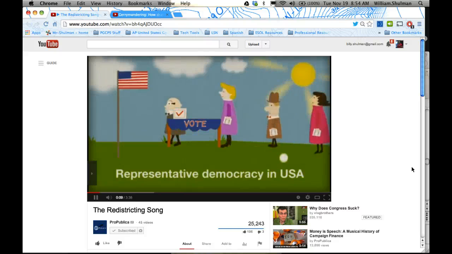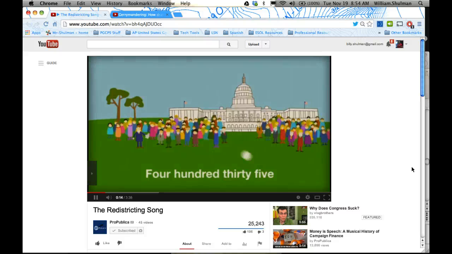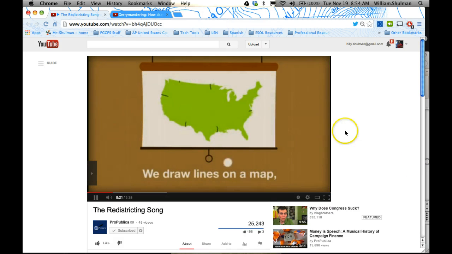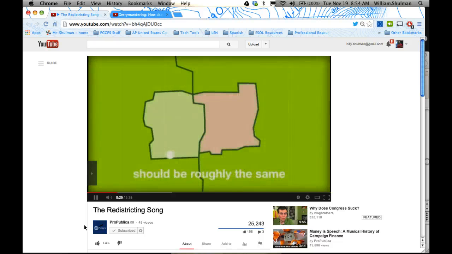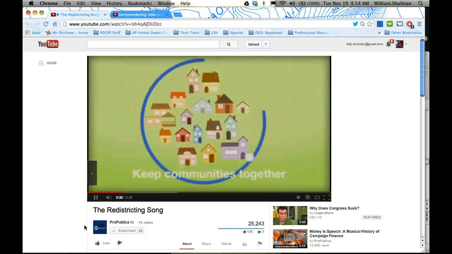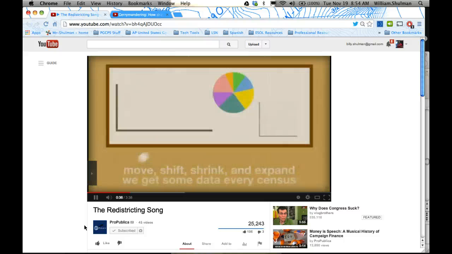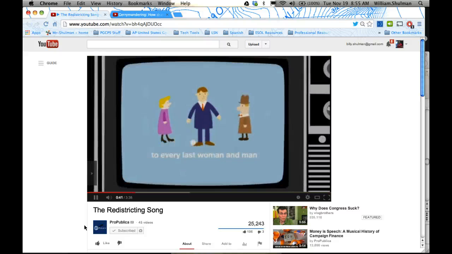Representative democracy in USA. We elect legislators, that's how laws are made. 435 reps in Congress means 435 districts among us. But how do we decide who represents who? We draw lines on a map, that's what we do. District population should be roughly the same, so every vote counts in the very same way. Keep communities together so every voice is heard. Since populations move, shift, shrink, and expand, we get some data every census, then we draw them again. So politicians are accountable to every last woman and man.